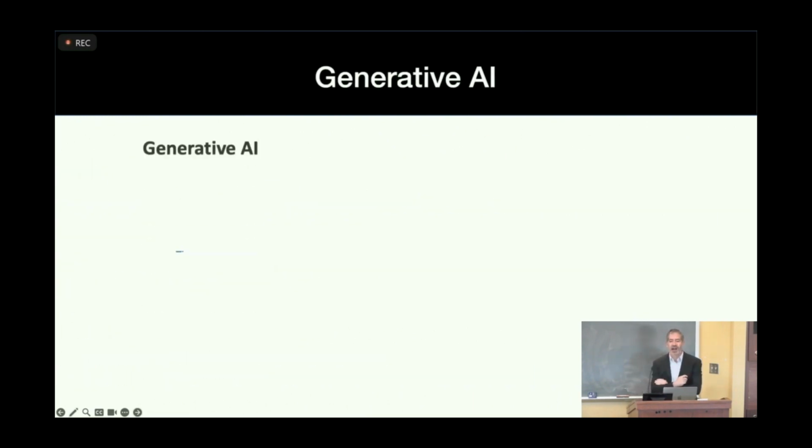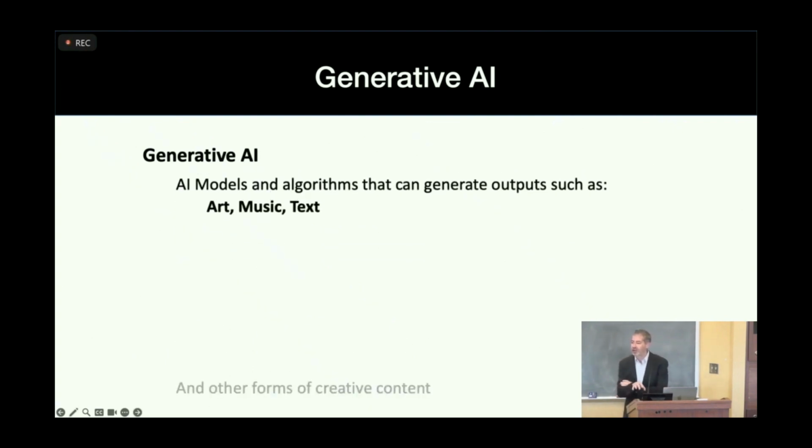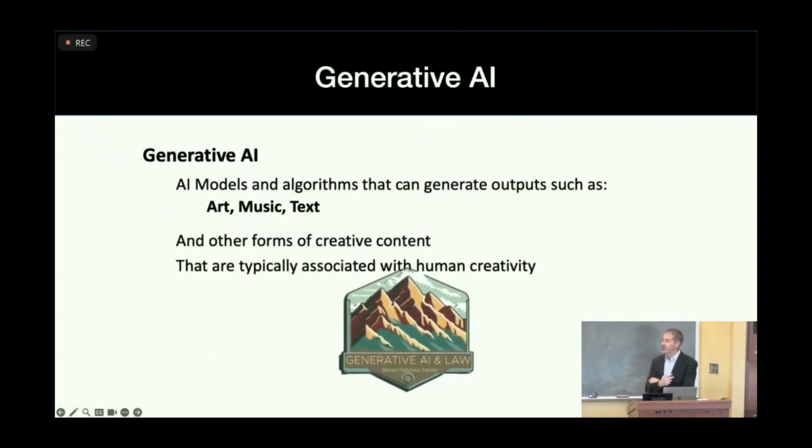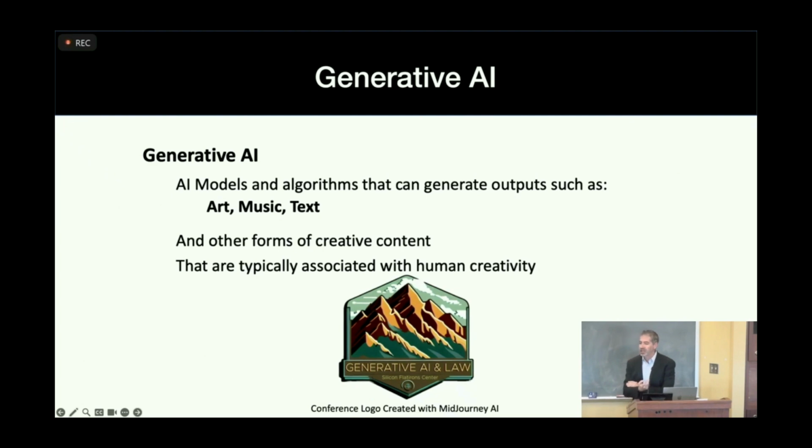So generative AI is a specific set of artificial intelligence that is focused on creating creative outputs that are generally associated with humans. So these are things like art, music, text. So for instance, I used AI to create the logo for our conference. I could never have drawn that myself.